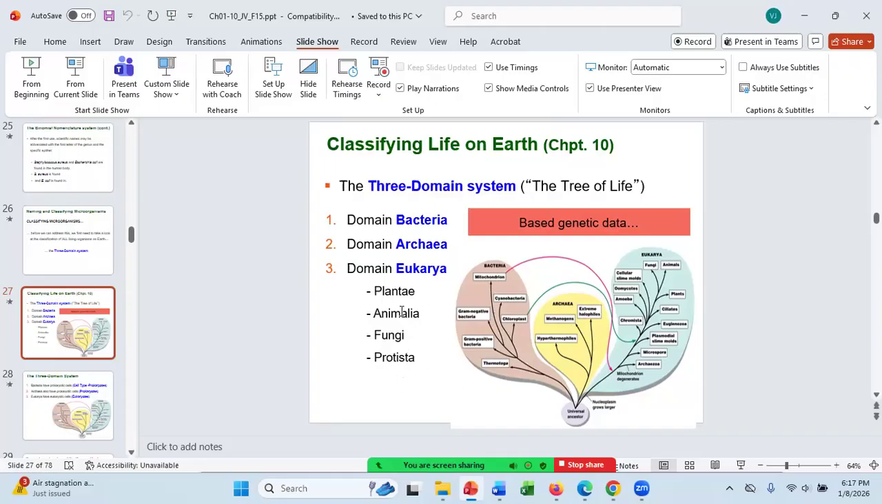So the only one you need to really know is the 6 kingdom approach, where we have kingdom Bacteria, which is also a domain, kingdom Archaea, which is also a domain, and then domain Eukarya, which we separate into plants, animals, fungi, and the protists. Any question about any of that?